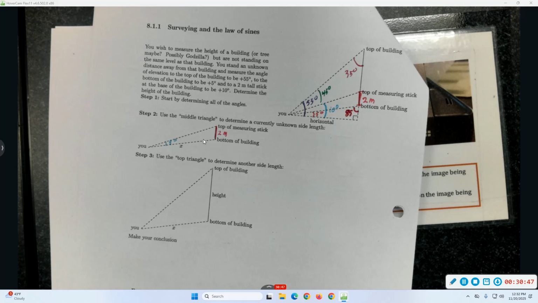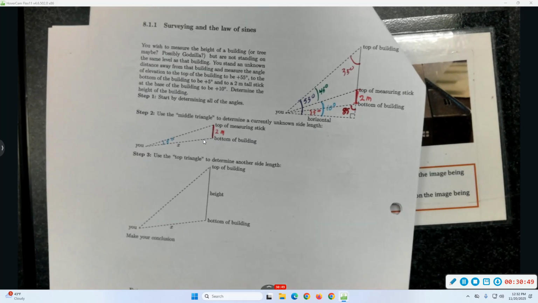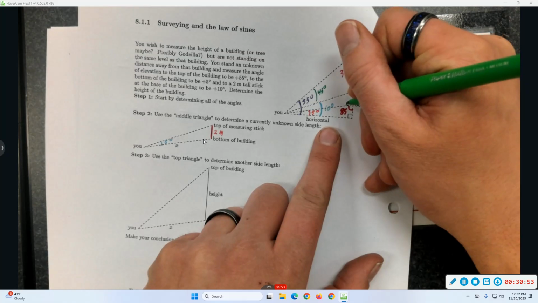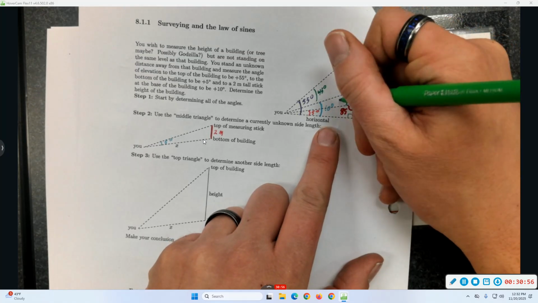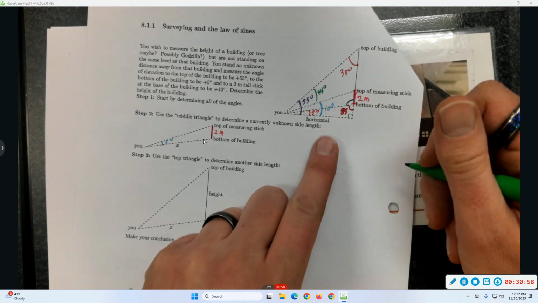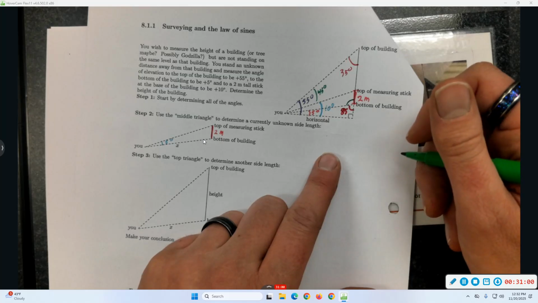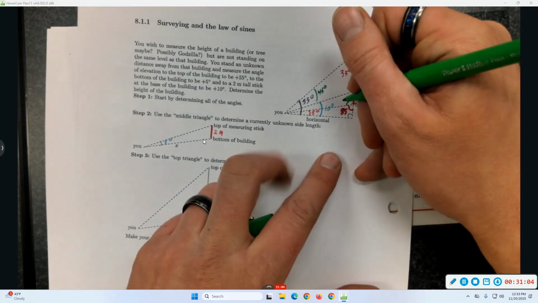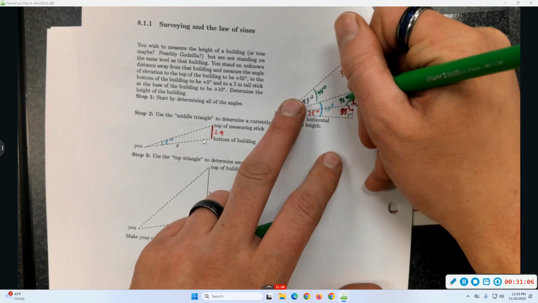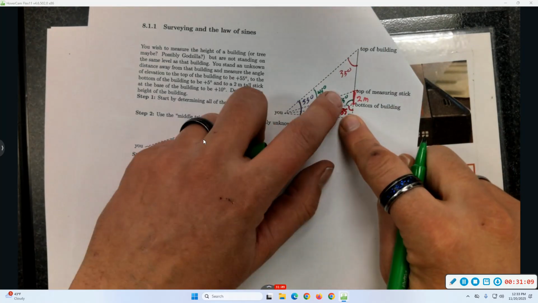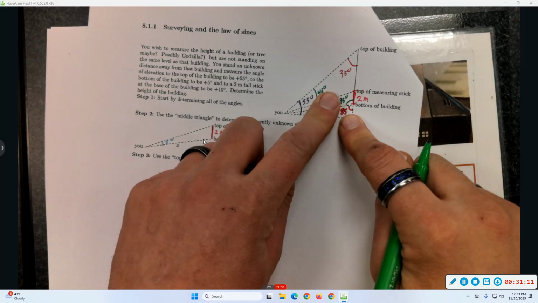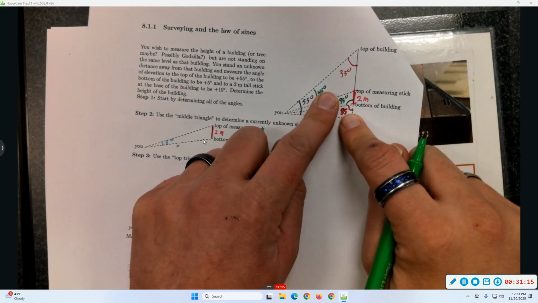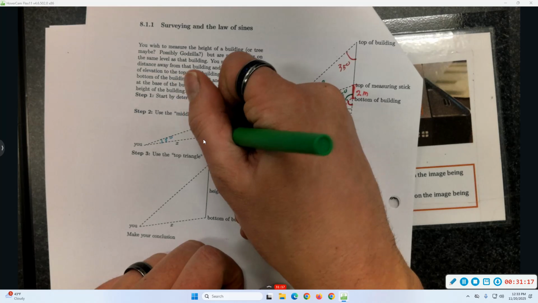In the triangle we're trying to find, between the measuring stick and the bottom of the building, you can find that angle. 180 minus 85 degrees. I'm assuming it's just a straight line there. Yep. So that'll be 95 degrees, because this angle plus that angle has to add up to half of a full revolution. So that'll be 95 degrees. Let's put that here.